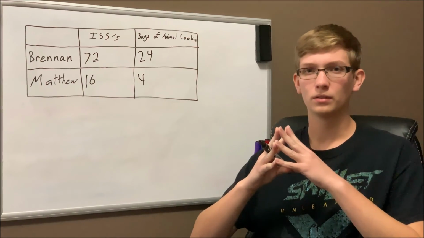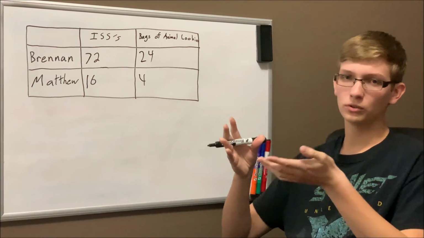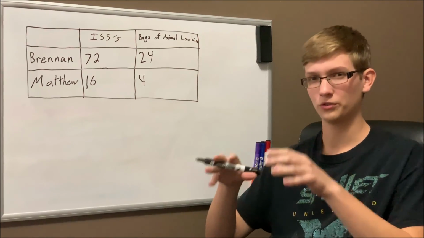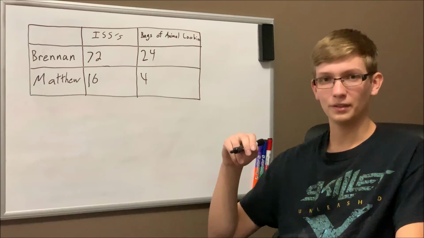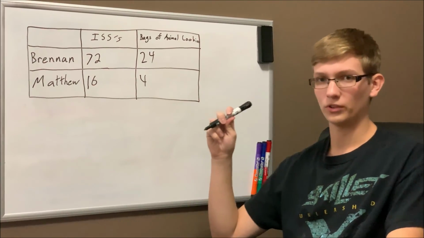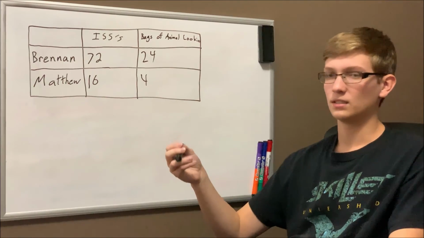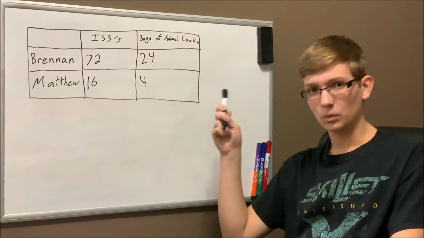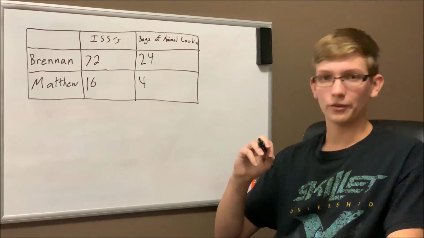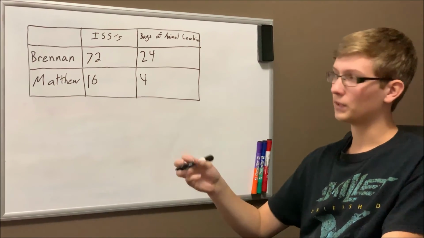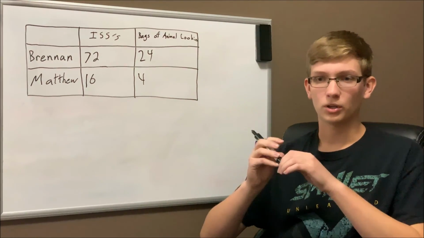Now, here's what we want to do. First, let's determine who has the absolute advantage. Absolute advantage is just who can make the most of one thing. For ISSs, that's definitely me, because 72 is a little bit more than 16, so I have the absolute advantage in ISSs. Now, if we look at the bags of animal cookies, I can produce 24 and he can only produce 4, so I also have the absolute advantage. So, for this problem, I have the absolute advantage for both products.